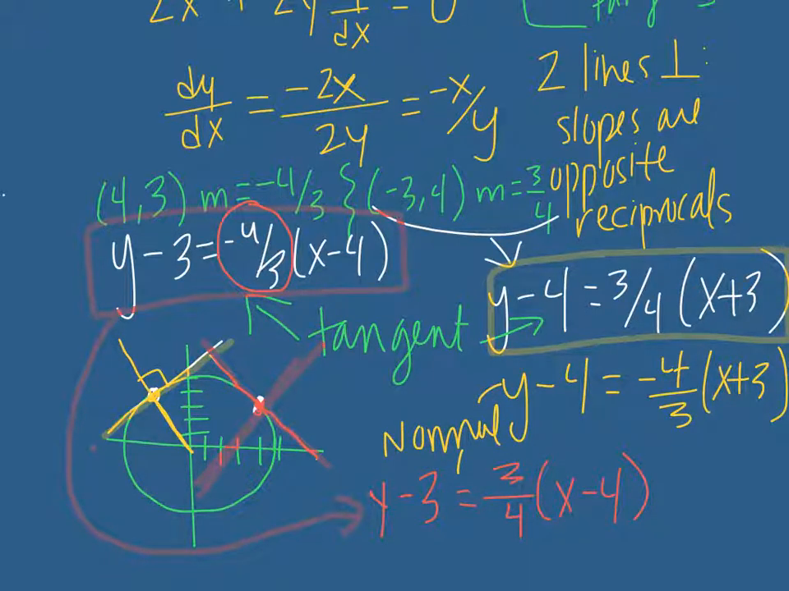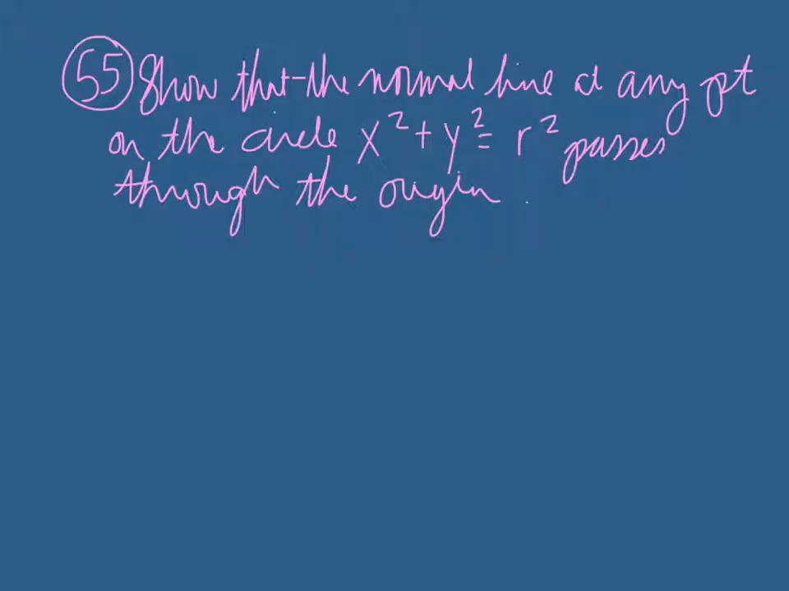Yes, I thought it would be good to go over this one because 55 is kind of a proof about normal line stuff. Question number 55. Show that the normal line at any point on the circle x squared plus y squared equals r squared passes through the origin.